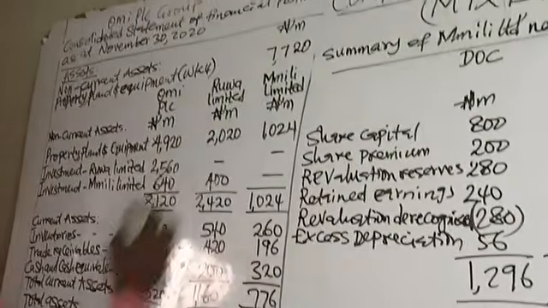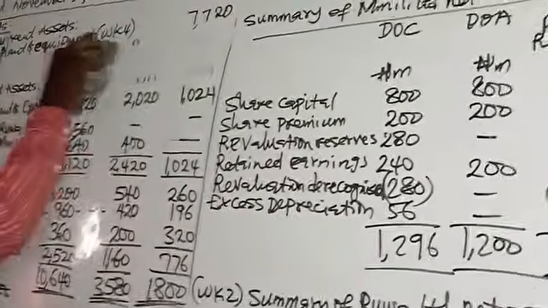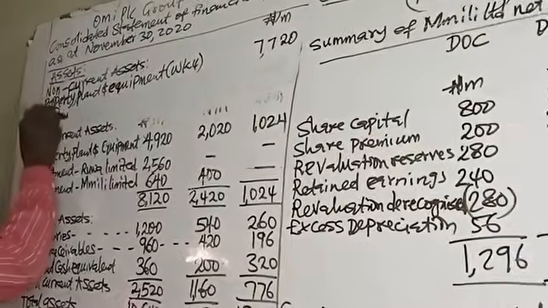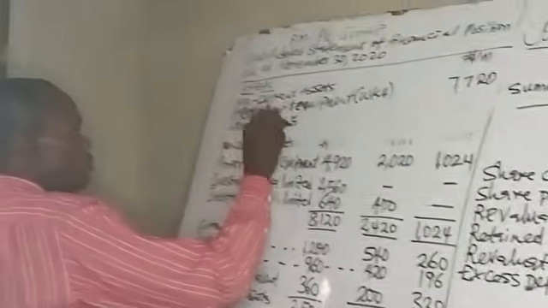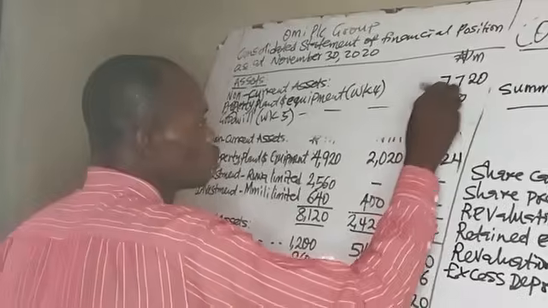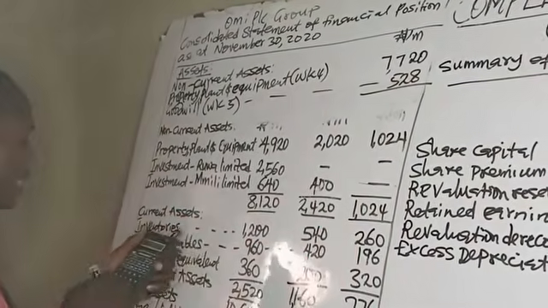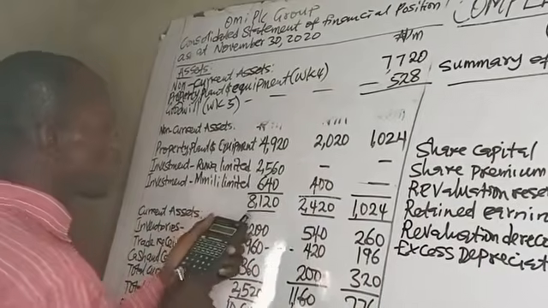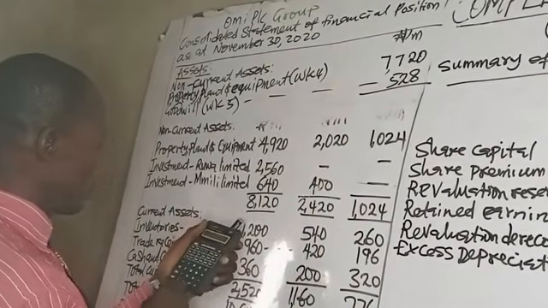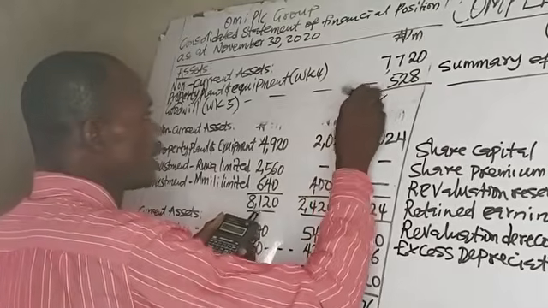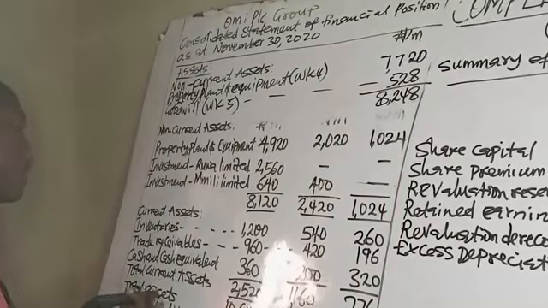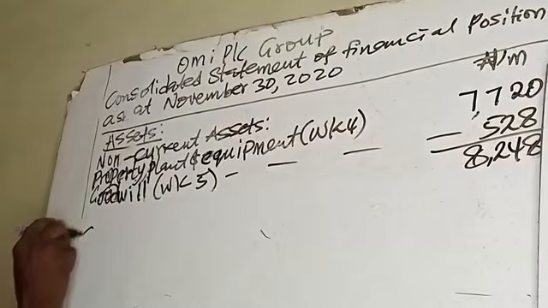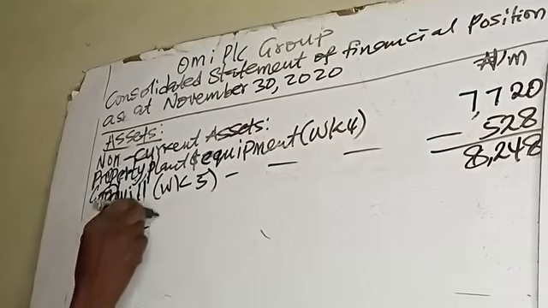So in our consolidated statement of financial position, we have goodwill, that is working 5. 528. So our non-current assets total 7,720 plus 528. So we have 8,248. That is the total of our non-current assets. Current assets.